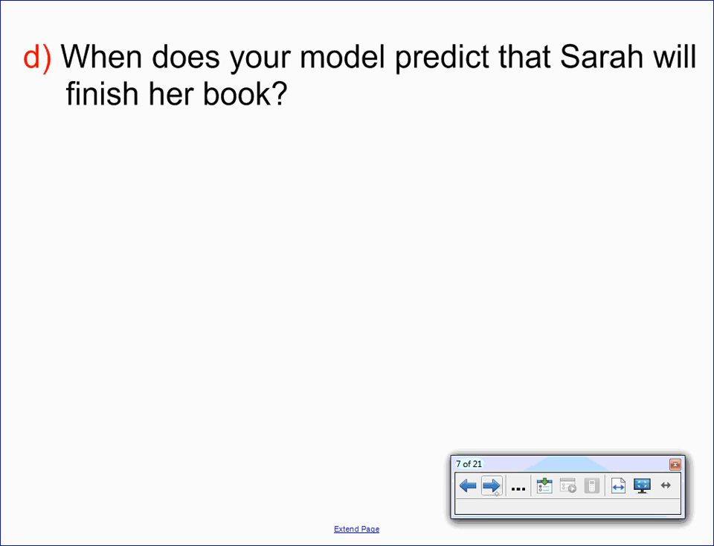And lastly, when does your model predict Sarah will finish the book? Again, we'll start with my model p equals negative 67n plus 981. When Sarah finishes her book, what variable, p or n, equals what value? So when she's finished her book, what's true about the value of p or n? Eric? If she's finished her book, what do we know about the value of p or n? P is 0.